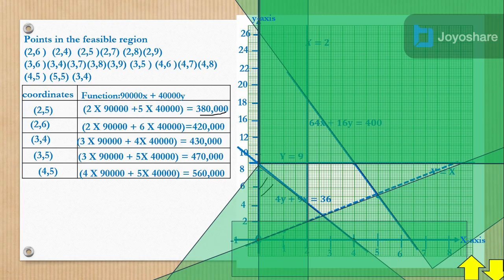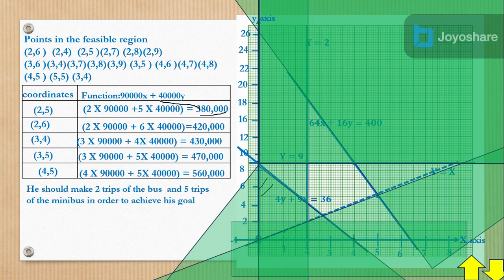Okay, let's see the next part. So we want to say that he should make 2 trips of the bus and 5 trips of the minibus in order to achieve his goal. This one which has given us the minimum value, we now look at this. Remember, the 2 is the x value for the bus and the 5 is the y value for the minibus. Therefore, he should make 2 trips of the bus, since x is for the bus, and 5 trips for the minibus, since 5 is the y coordinate, in order to achieve his goal. Now his goal was to use the minimum amount of money, or to minimize the transport costs, so that he can get more profits. Okay, finally part B, what do they say?